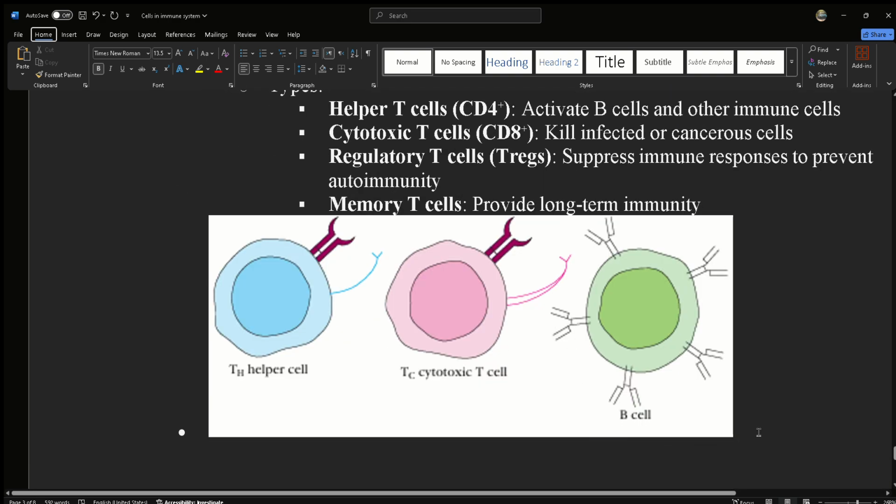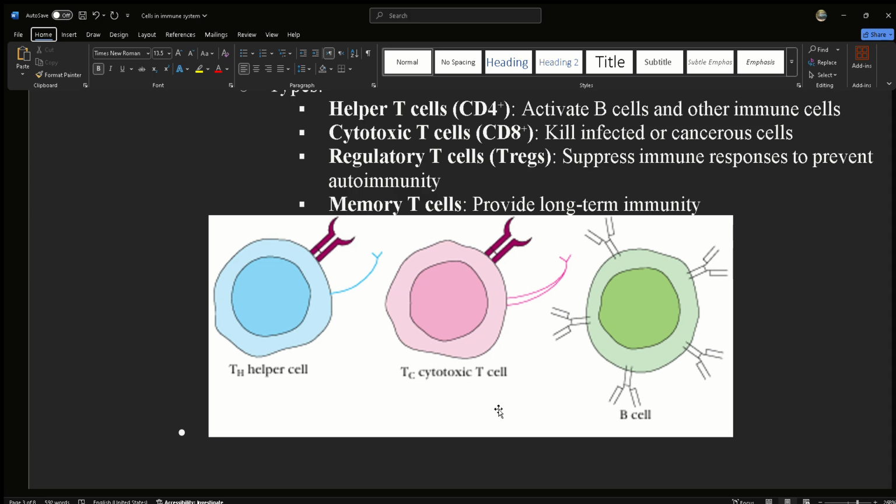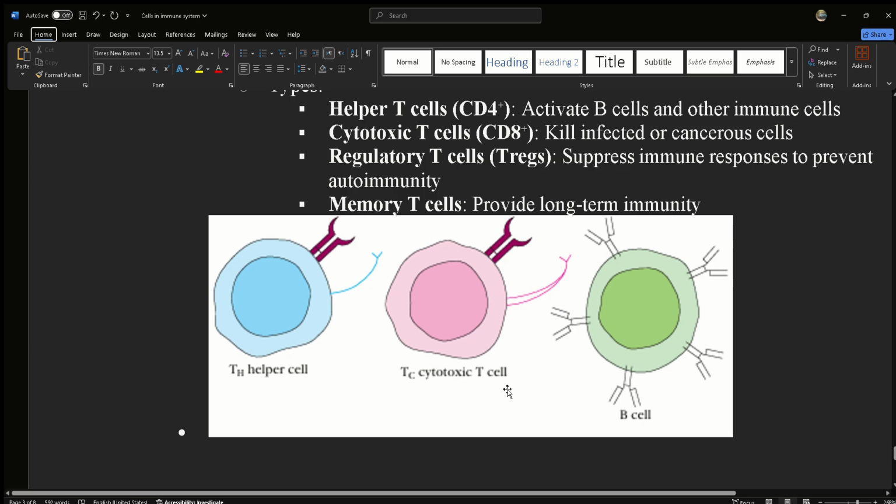So these B cells will secrete antibodies, and these Tc cells will kill target cells. The Th cell's basic function is to activate the activities of Tc cells and B cells with the help of cytokines and interleukins.